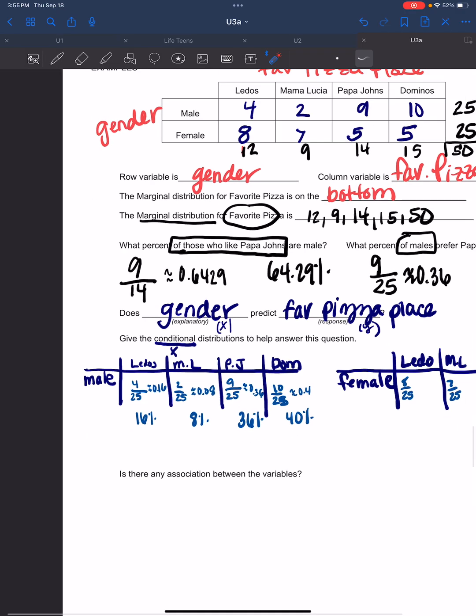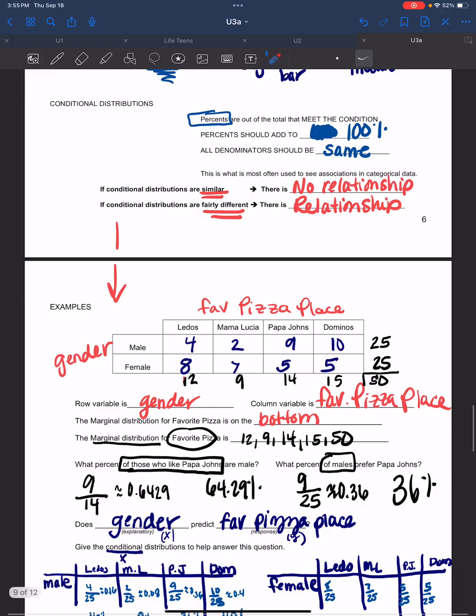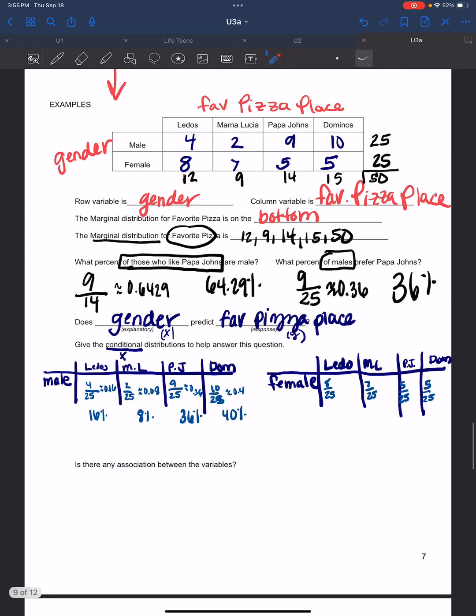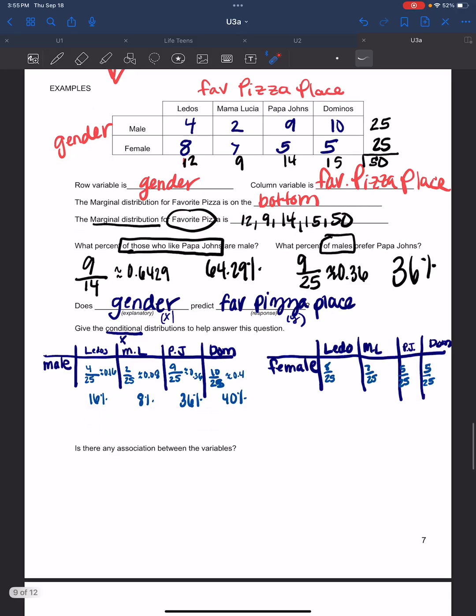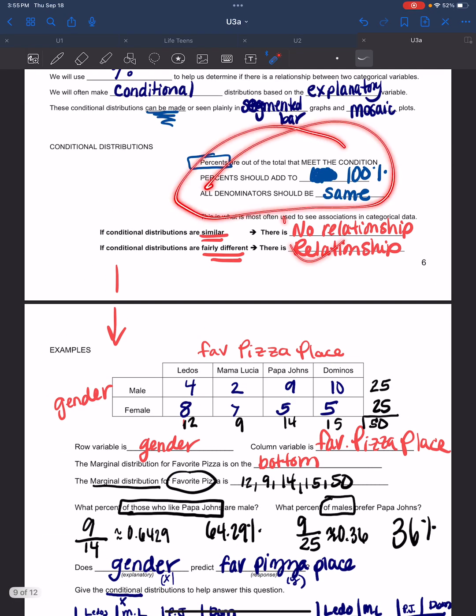So up here when I was talking about how percent should meet the condition, we were looking at the condition that they were male. And notice that the denominators were the same on all of these because we're just looking at the males, right? And all of these percents should add up to 100 because we're talking about 100% of the males. That's what this is talking about.